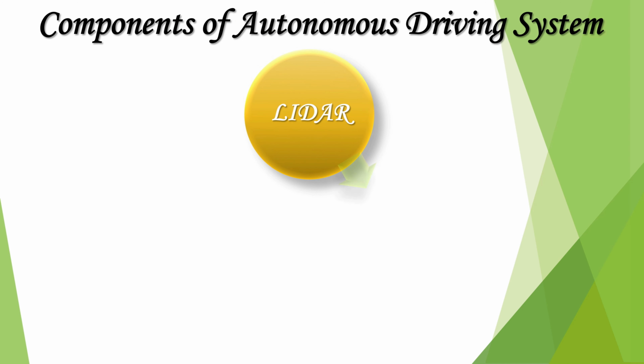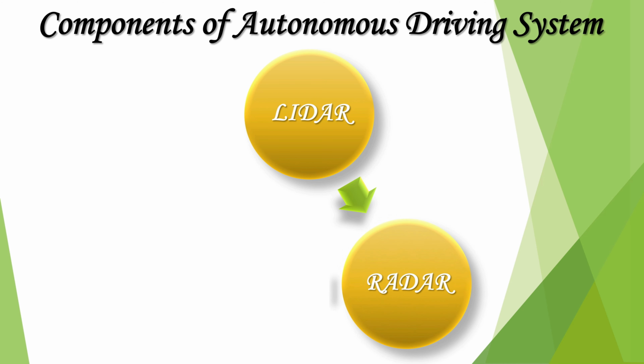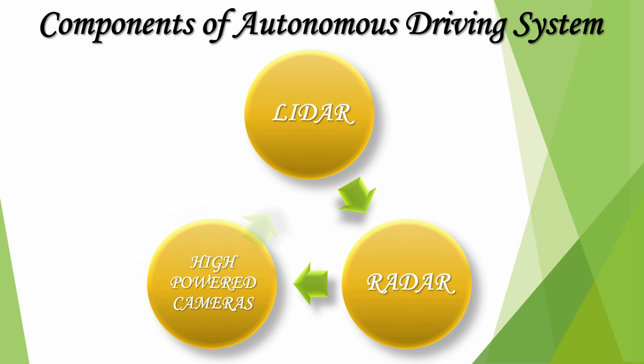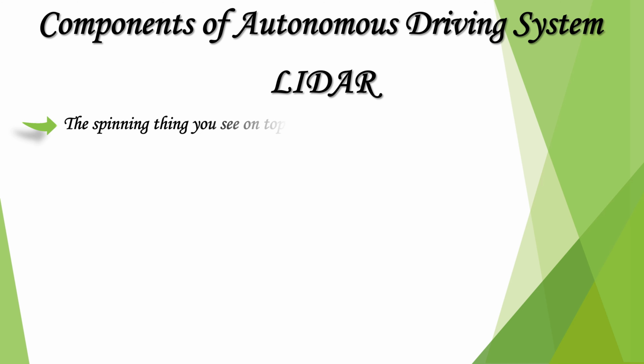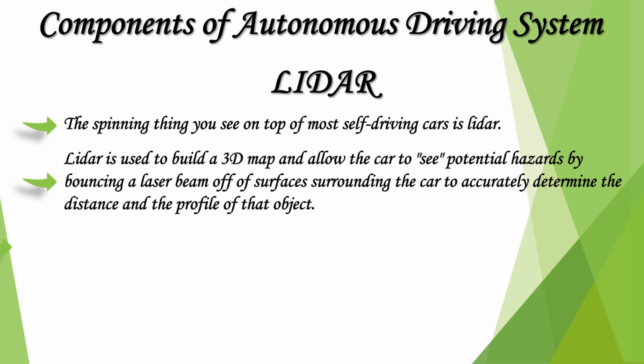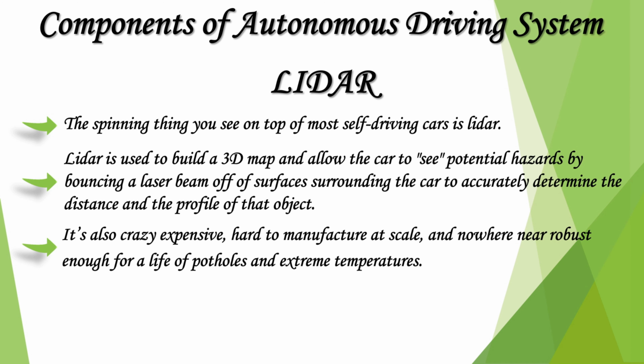Components of autonomous driving system. There are three main components of autonomous driving system, as you can see on the screen. LiDAR, known as light detection and ranging. The spinning thing you see on top of most self-driving cars is LiDAR. LiDAR is used to build a 3D map and allow the car to see potential hazards by bouncing a laser beam off of surfaces surrounding the car to accurately determine the distance and the profile of that object. It's also crazy expensive, hard to manufacture at scale, and nowhere near robust enough for a life of potholes and extreme temperatures.